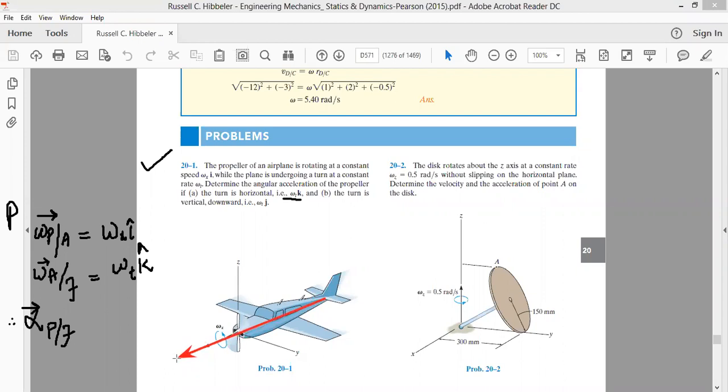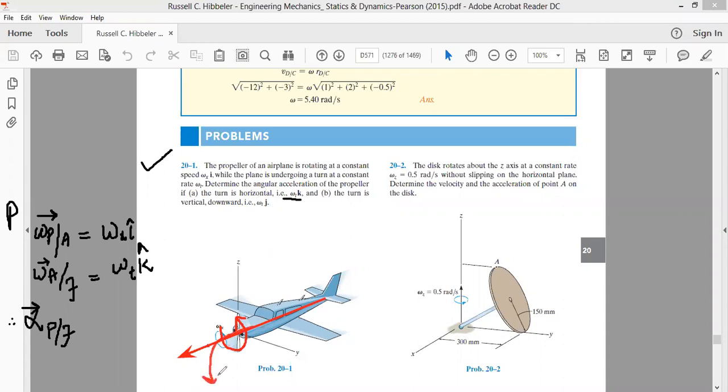As far as the blades of the aircraft are concerned, the blades have a sense of rotation anti-clockwise. The propeller is rotating anti-clockwise, and in part A, the aircraft is making a horizontal turn. That is, this aircraft is now tending to rotate horizontally.